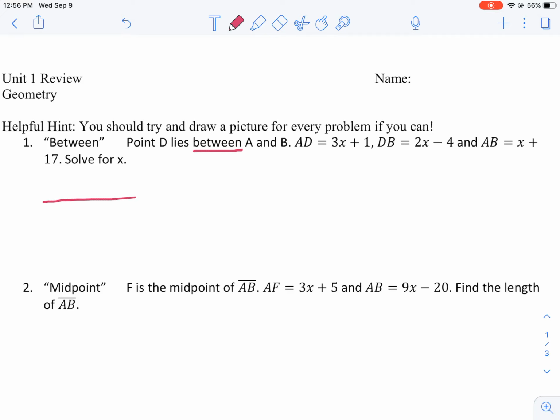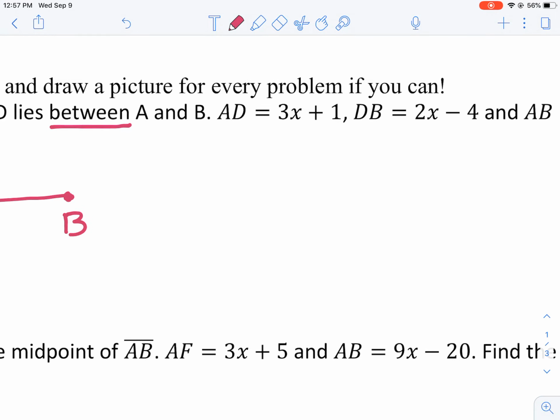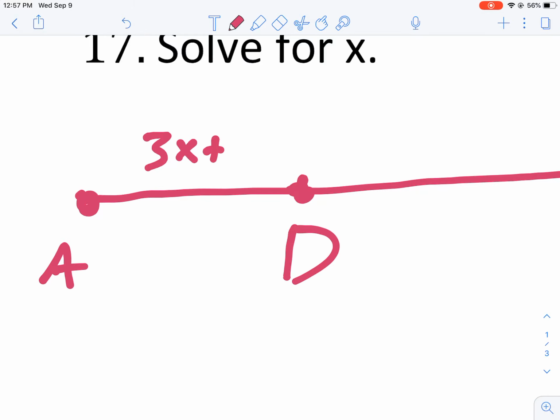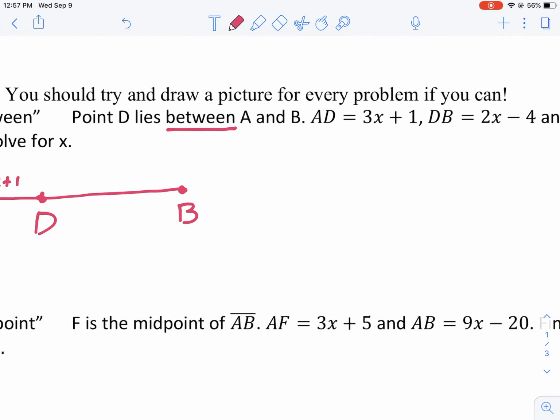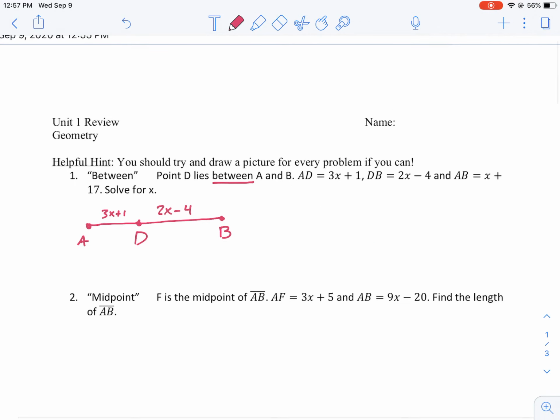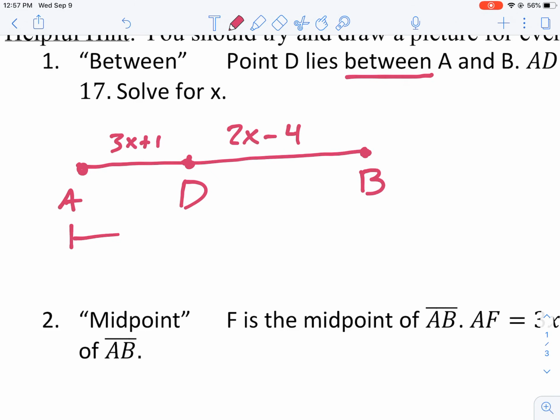So if that is the case, you want to draw your picture. You want to draw A and B, and you want to put point D somewhere in between, all right? Then it's probably going to give you some pieces to the puzzle, right? So it says AD is 3x plus 1. Cool. So this right here is 3x plus 1. DB is 2x minus 4. Then it says AB is x plus 17. So notice A to B is actually the whole thing. So that's x plus 17.